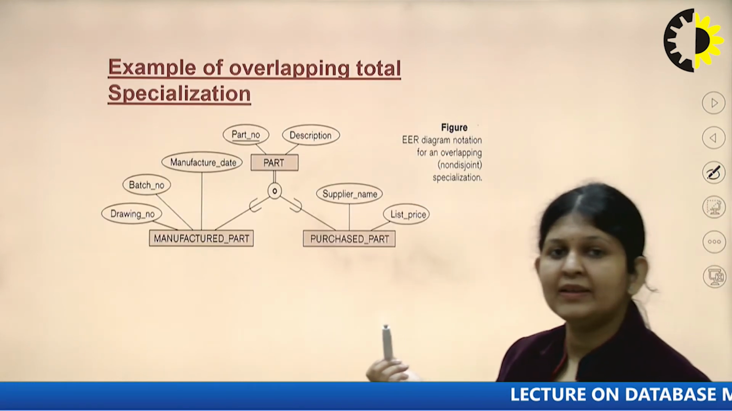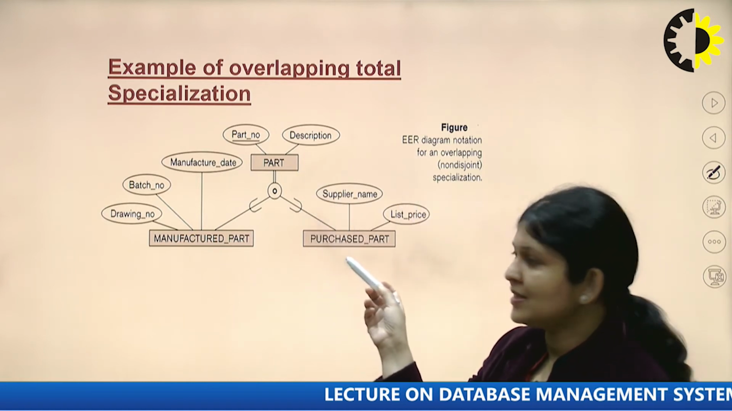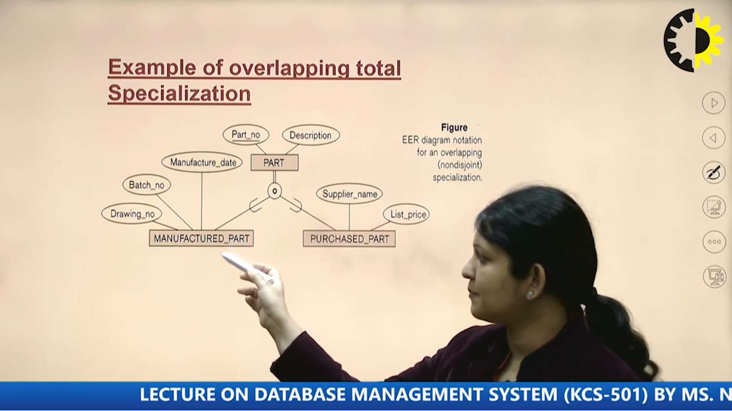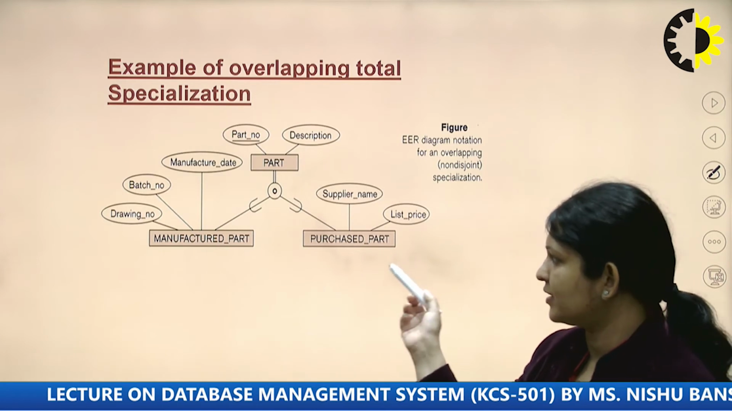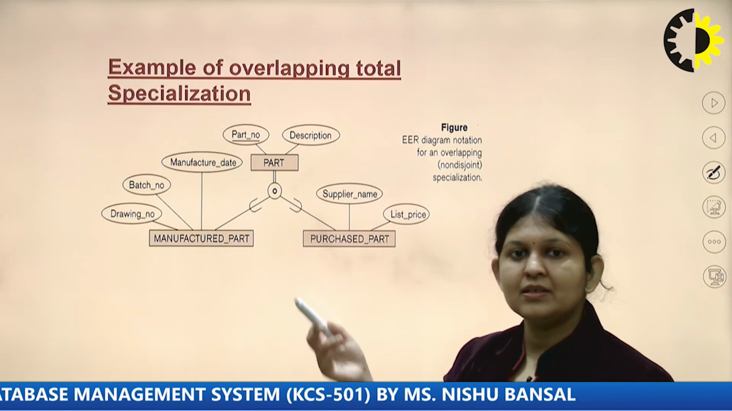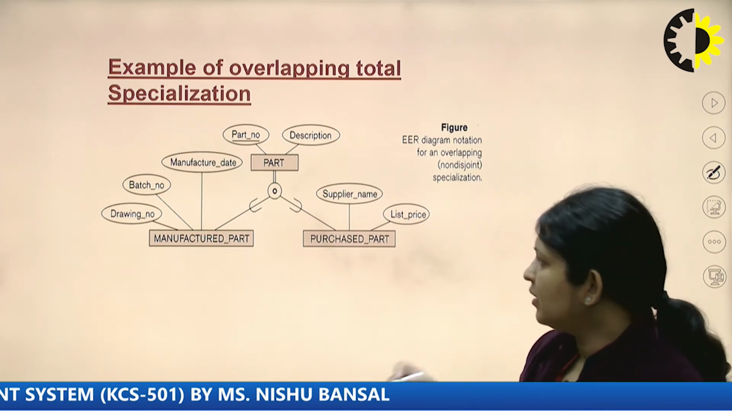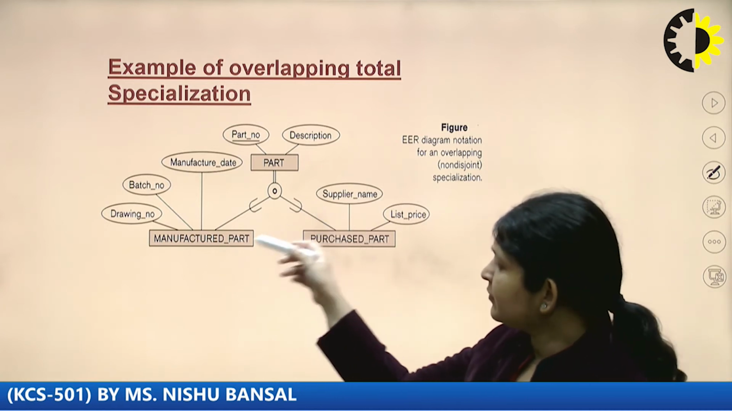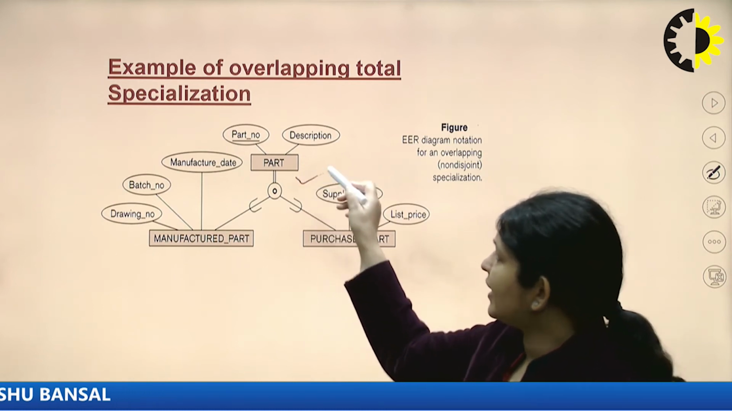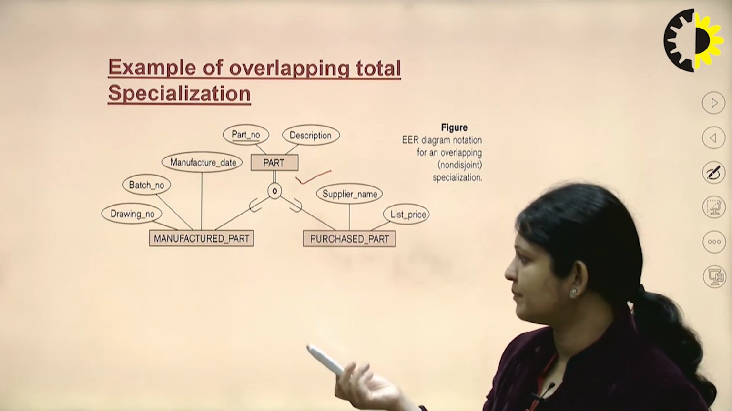Now an example of overlapping total specialization. Here part is a superclass. It has subclasses manufactured parts and purchased parts. There may be certain parts which can be manufactured as well as purchased. They may have overlapping members, and all the parts would belong to one or the other subclass.